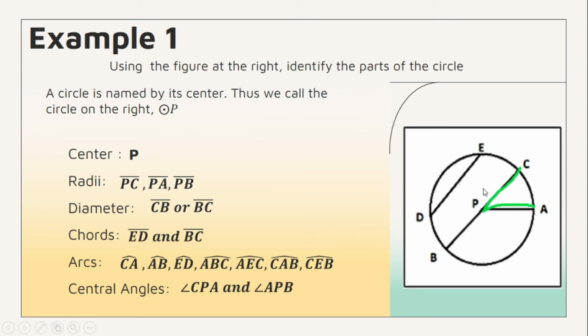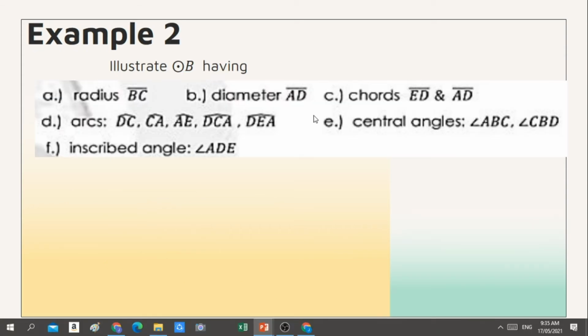Bakit? Sides of the angle are the radii of the circle. And then another is we have APB, central angle. The vertex is the center of the circle, and then the sides are the radii of the circle. Okay? Okay, now let's have this example number 2 wherein we need to illustrate circle B having these parts.